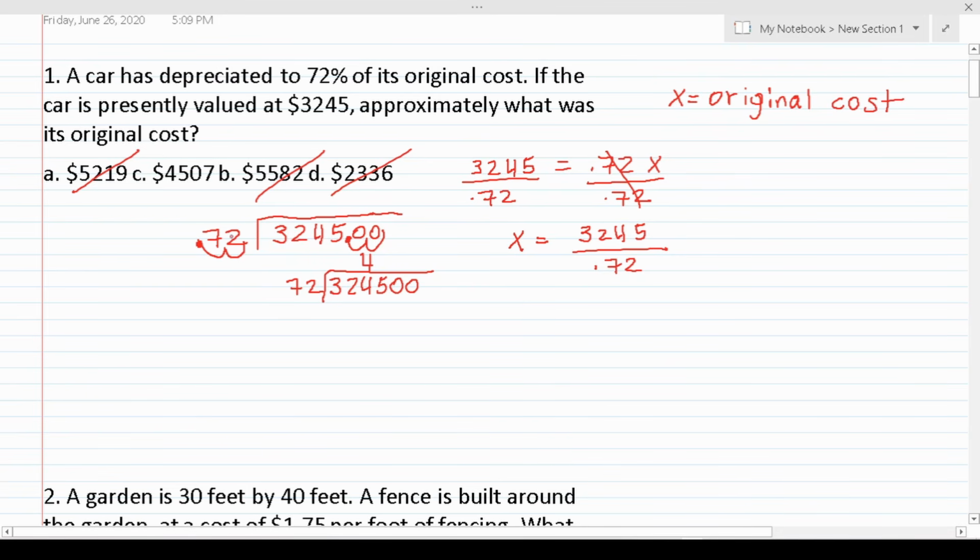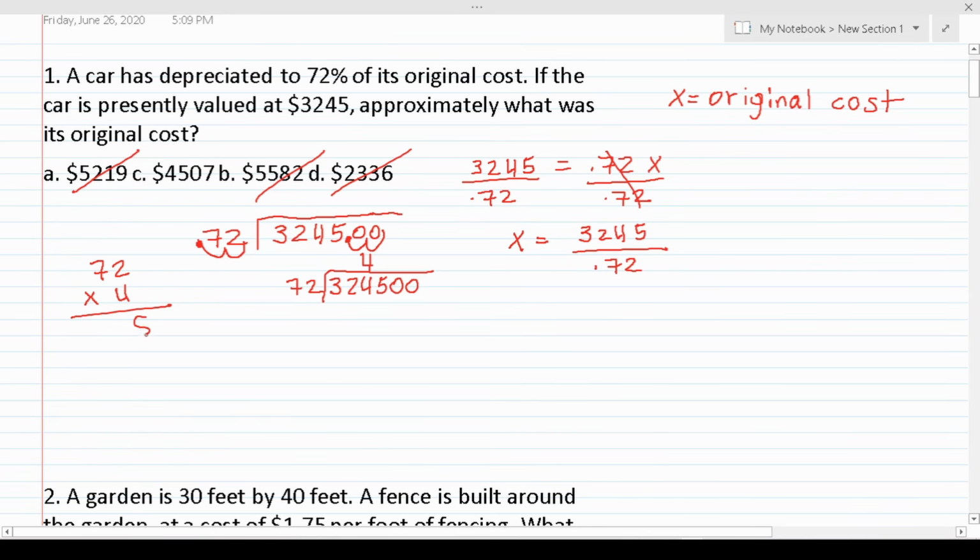On the ASVAB, you have to be confident enough in your math to say, yes, I got it. But that said, since this is the first practice test in this video, I'm going to go ahead and work this out fully so you can, in fact, see that that is the correct answer choice. So as I said, we're going to do 72 times 4.